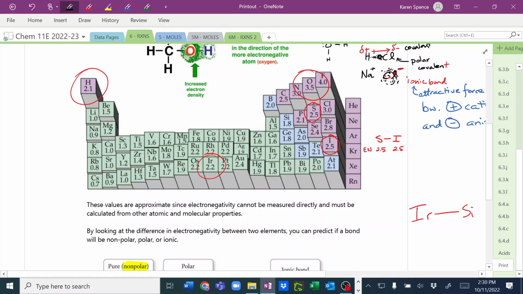It's in that borderline area. So I would never give you something that's exactly 0.4, because then you're like, oh, is it polar? Is it non-polar? I'm not going to give you something where the difference is exactly 0.4. It's ambiguous. It probably has a little bit of polar character and a little bit of non-polar character. But iridium is bigger, so you would draw your dipole arrow like that. Yeah? Yes?